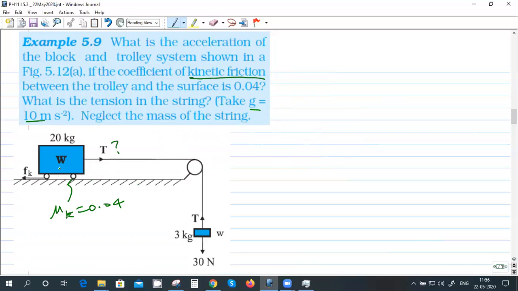So acceleration is towards the right? Yeah. So what is the force in the right direction? So there will be acceleration. T minus Fk is equal to m into a, where m is the mass of 20 kg. So 20 into a, and tension we have to find out, and the friction force is mu k into normal reaction.